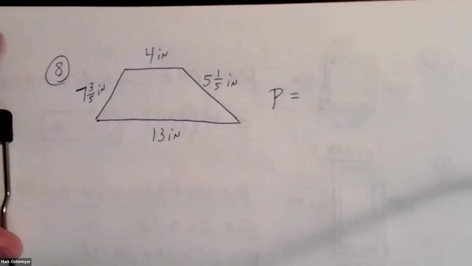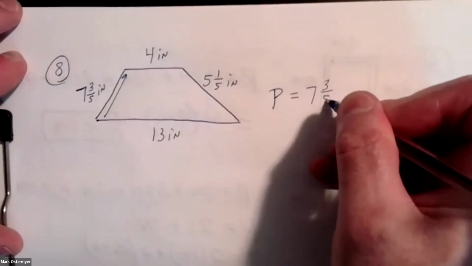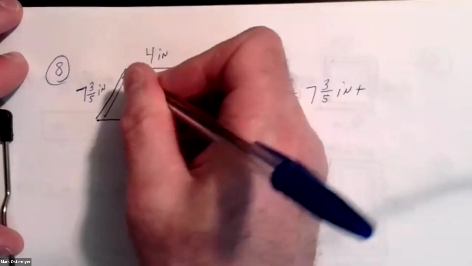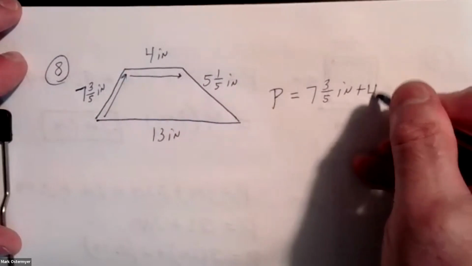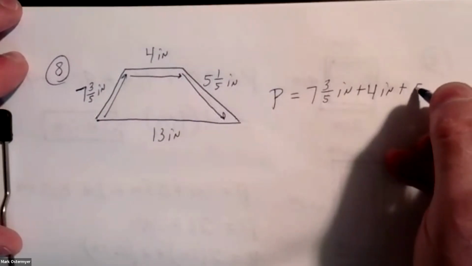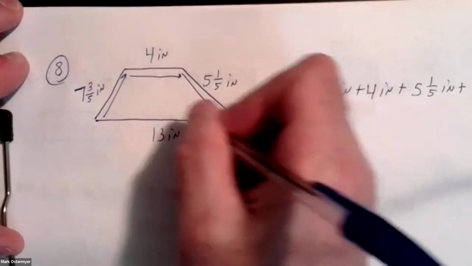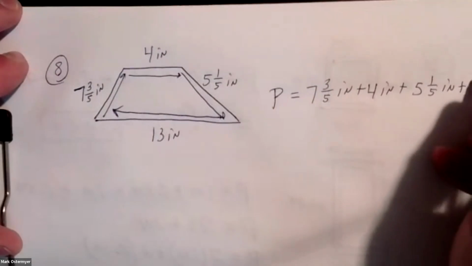Well, it's going to be the total distance around this trapezoid. And ladies and gentlemen, what is the total distance around this trapezoid? Well, you start here and walk from here to here. You walk 7 3/5 inches. Plus here to here is 4 inches. Plus here to here is 5 1/5 inches. Plus here to here is 13 inches.